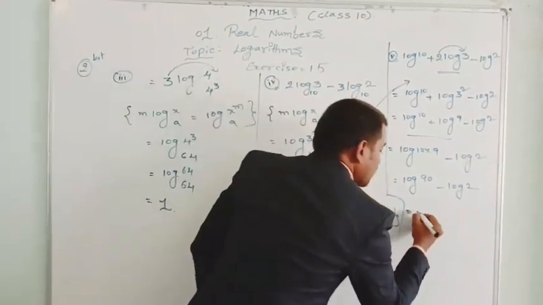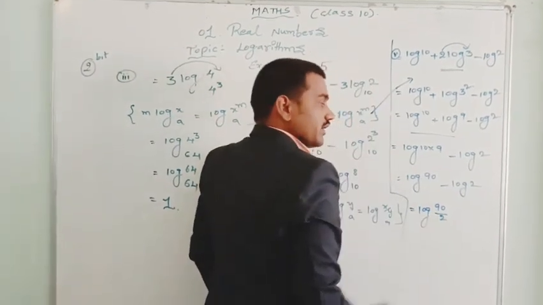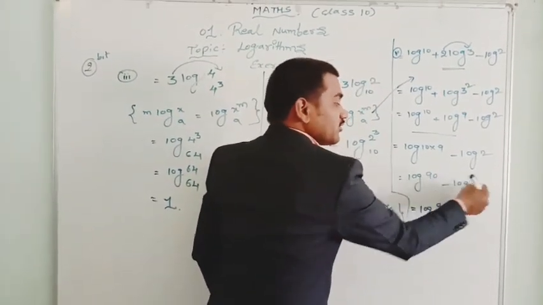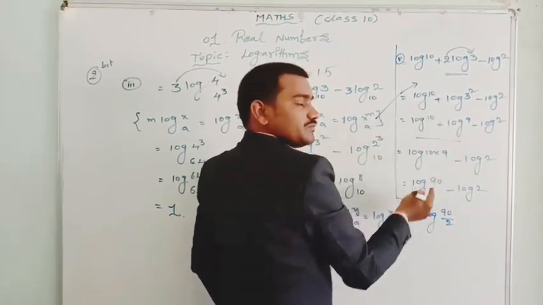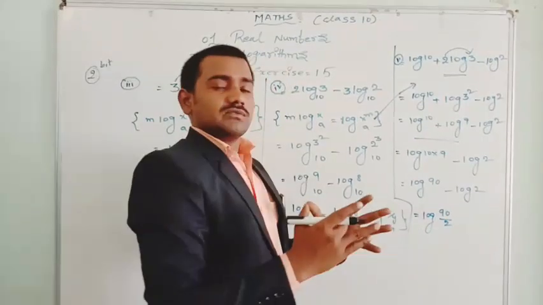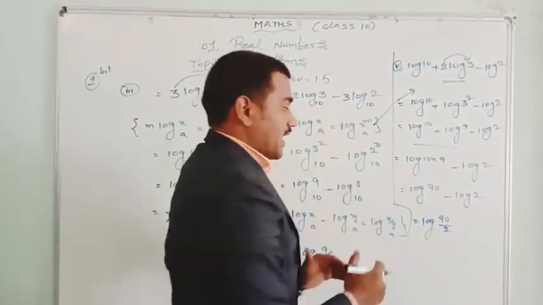Formula. Again, log 90 by 2. Whenever there is a subtraction, we have to divide. Whenever there is an addition, we have to multiply. When the addition comes in the logarithms, you multiply. When subtraction comes between the logarithms, you divide those log values.